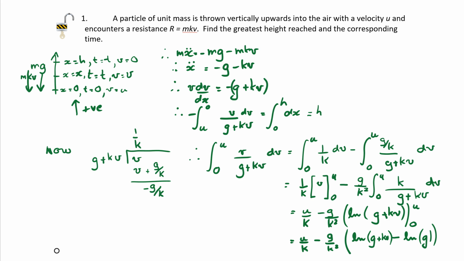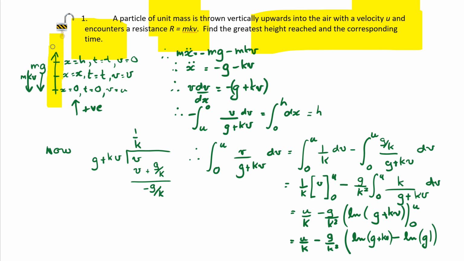So if we look at our first example, a particle of unit mass, so mass of 1 kilogram, thrown vertically upward with an initial velocity u, we've got a resistance mkv, and we have to find the greatest height reached and the corresponding time. So, as always, setting up our picture is key.